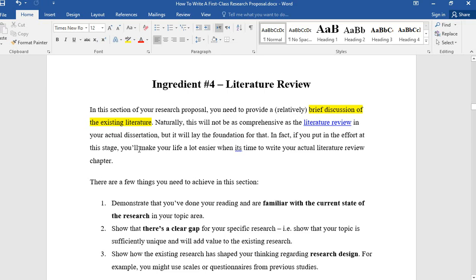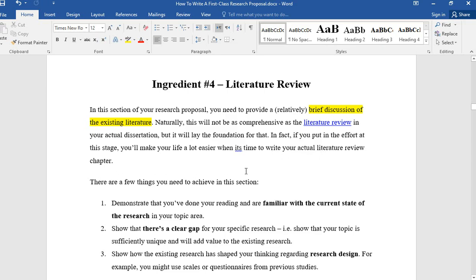I told you, it is not as comprehensive as the literature review of your dissertation, but it will lay the foundation for that. The literature review of your proposal would lay the foundation for your actual thesis literature review. In fact, if you put in the effort at this stage, you will make your life a lot easier when it's time to write your actual literature review chapter.